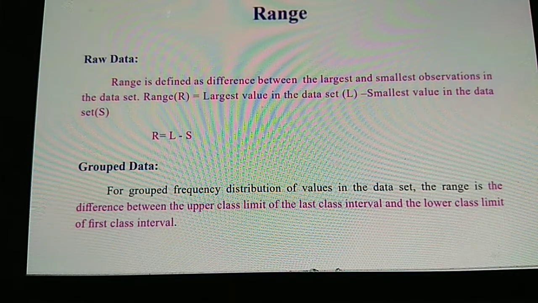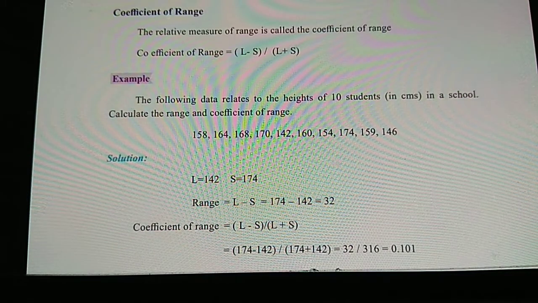The first one, grouped data. For a grouped frequency distribution of the values in the data set, the range is the difference between the upper class limit of the last class interval and the lower class limit of the first class interval. The coefficient of range: the relative measure of range is called the coefficient of range. The coefficient of range equals L minus S divided by L plus S.